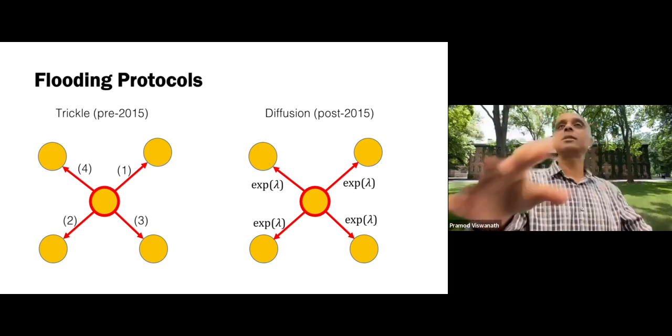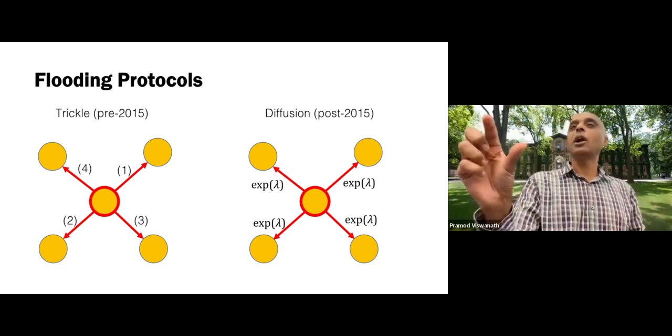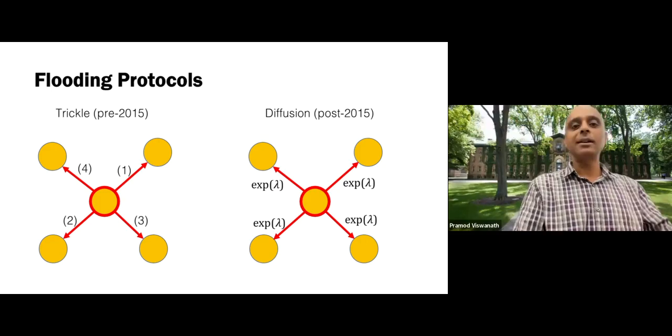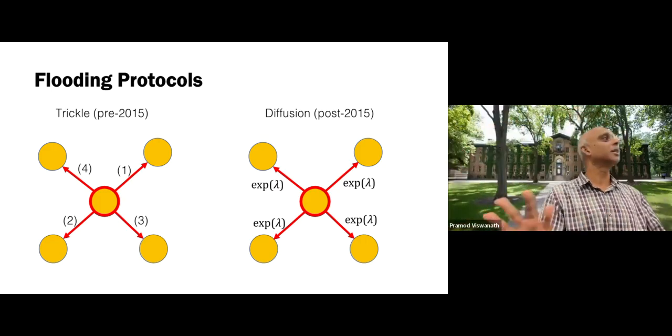Diffusion means you don't have this specific ordering. On each edge, you put a clock. As soon as the clock rings, the alarm rings, you send the packet there. And they're all done in some independent way. So these are exponential clocks.